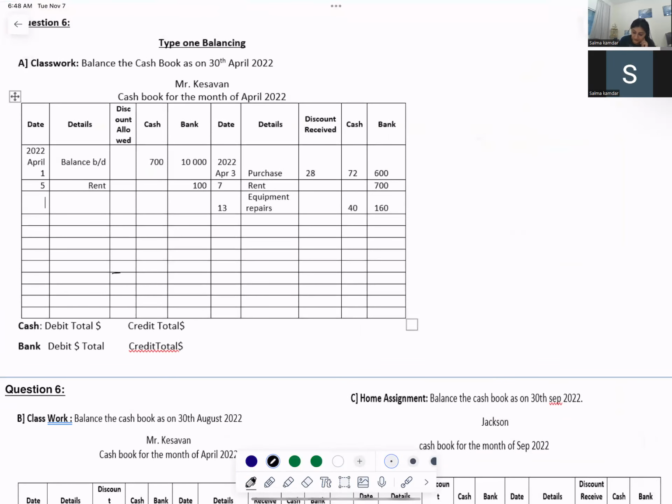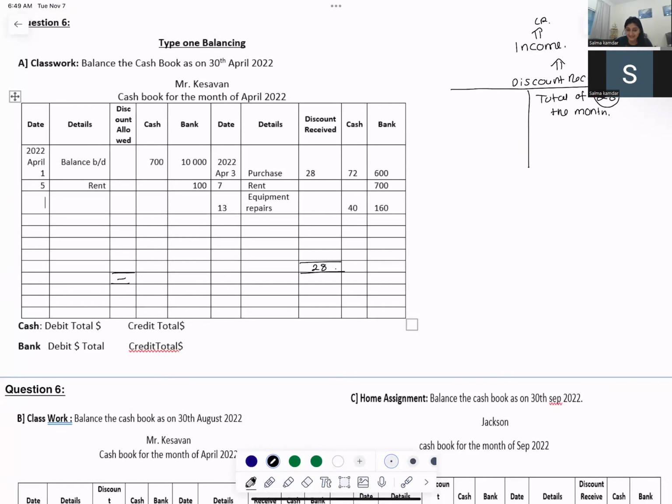Discount account, it's just done the total and left. Here it is nil and here it is 28. For the discount received account, you will transfer the balance of the discount received account to the credit side because discount received is an income and the rule for income is debit all expenses and losses, credit all incomes and gains. So the total of the discount received will be transferred to the credit side of discount received account as total of the month.